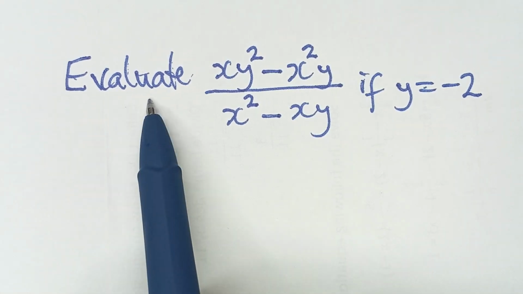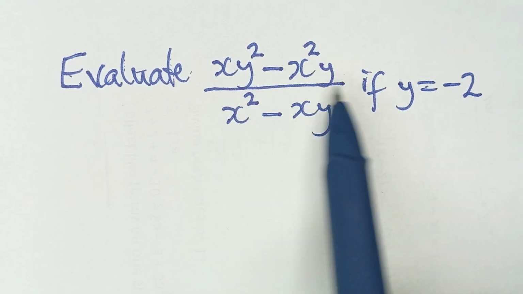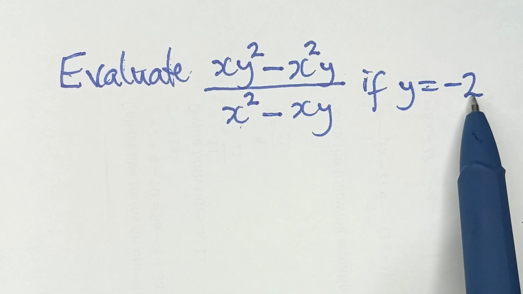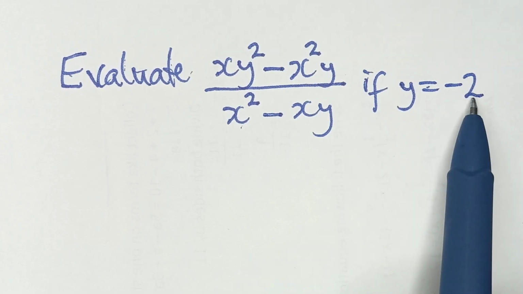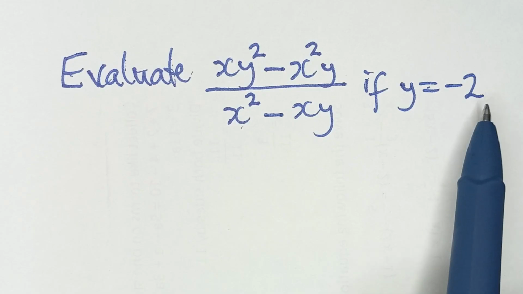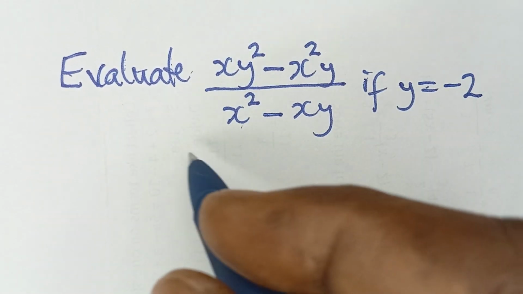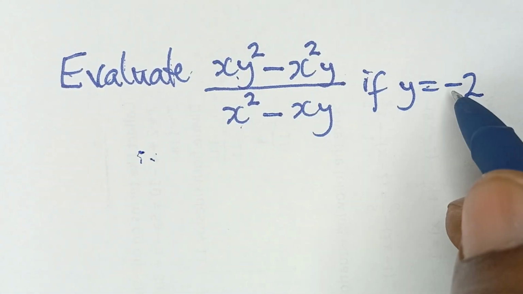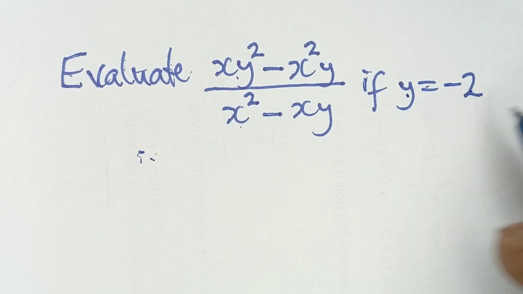The question says evaluate (xy² − x²y) all over (x² − xy) if y is equal to −2. Now let's substitute straight away the value of y. If you check this question, we are not given the value of x, so that makes it interesting. So now let's check what we are to do here. Let me substitute the value −2 for y.